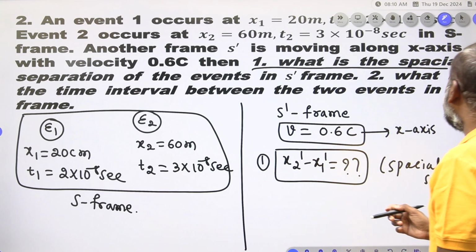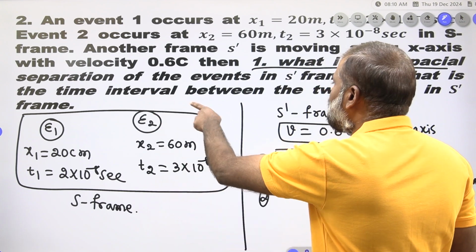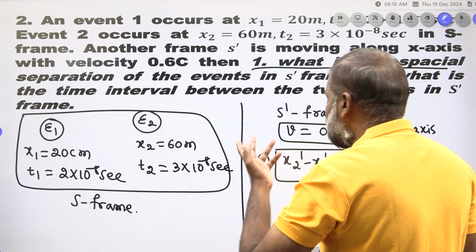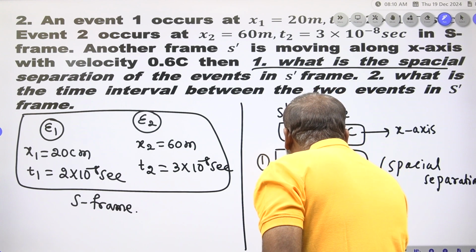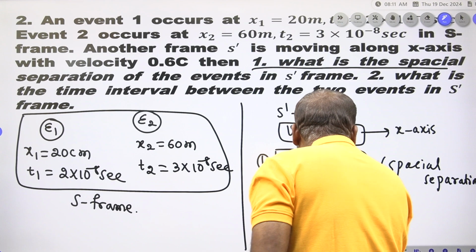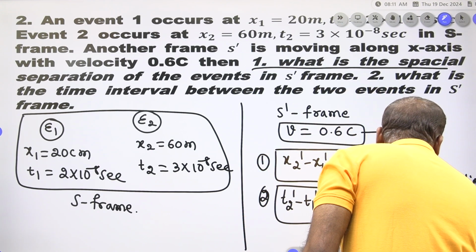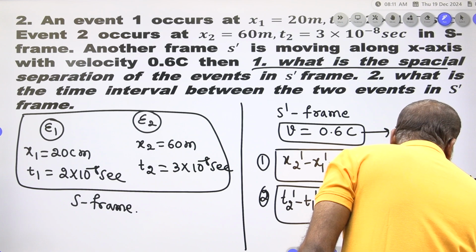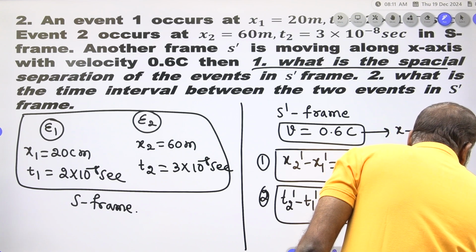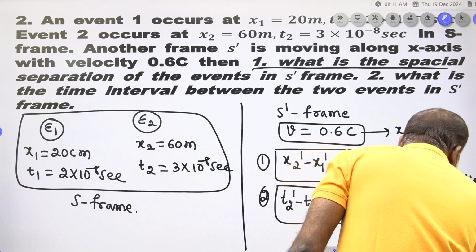Next, the second one we want to calculate: what is the time interval between the two events in S dash frame? T2 dash minus T1 dash is equal to how much? So the time interval in S dash frame. So this is our objective.